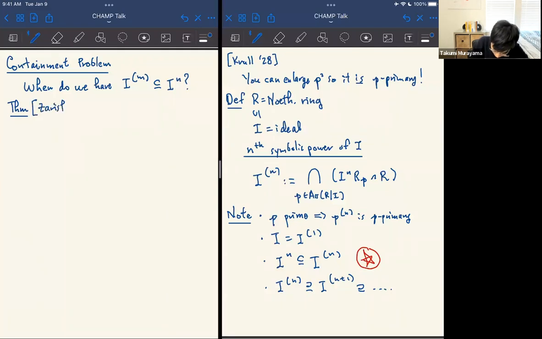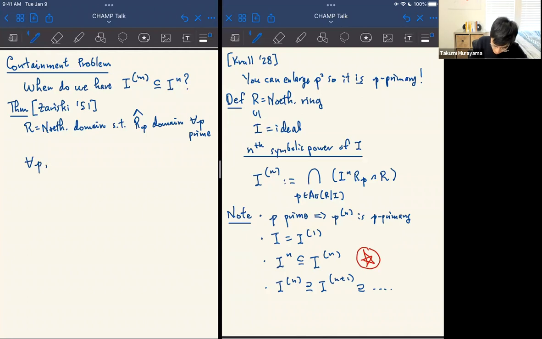One of the earliest places where this was considered was by Zariski in 1951. And let me just state this theorem for you because it gives you some idea of what kinds of things influence whether this sort of containment problem holds. So let R be a Noetherian domain. And let's assume that all its local rings are analytically irreducible, which means that if you localize and complete at each prime, you get a domain.